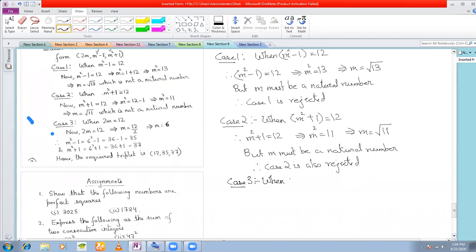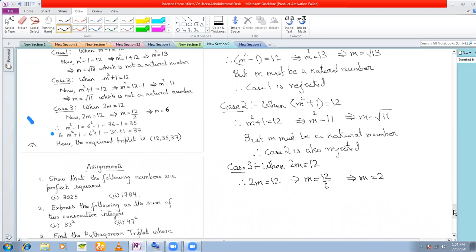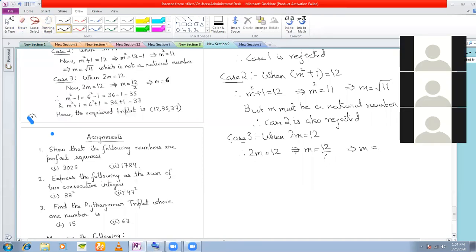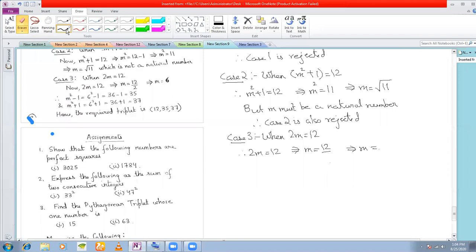When 2m is equal to 12. So therefore 2m is equal to 12 means m is equal to 12 by 2. Sorry, I made a mistake. So m must be equal to 6.